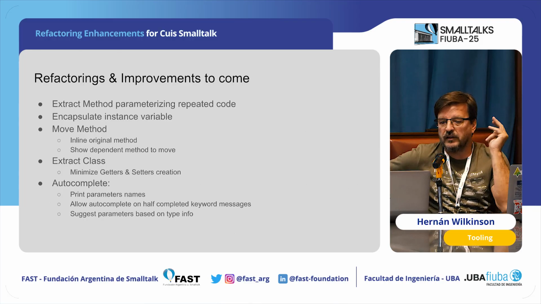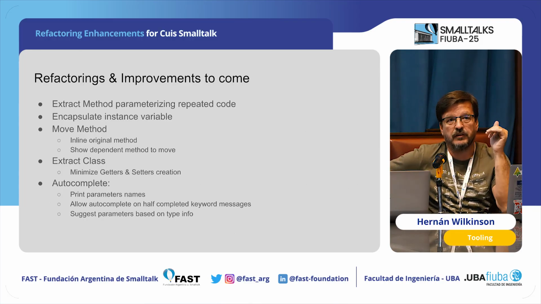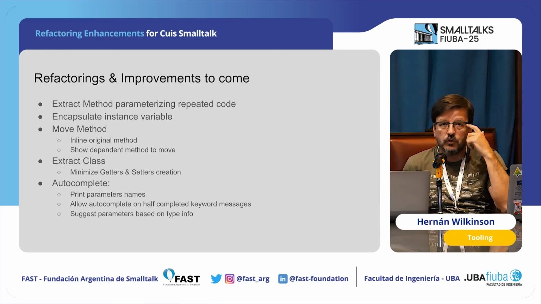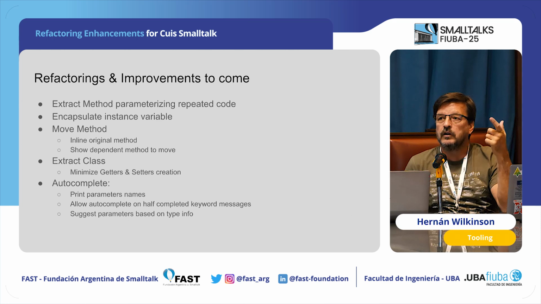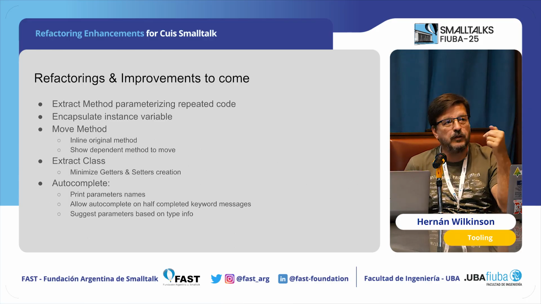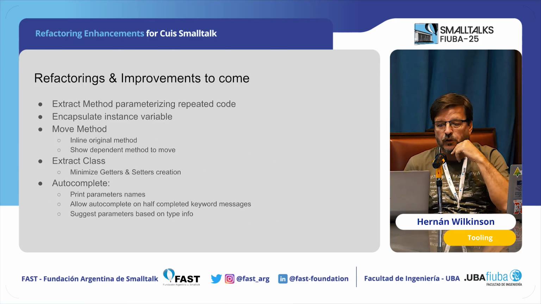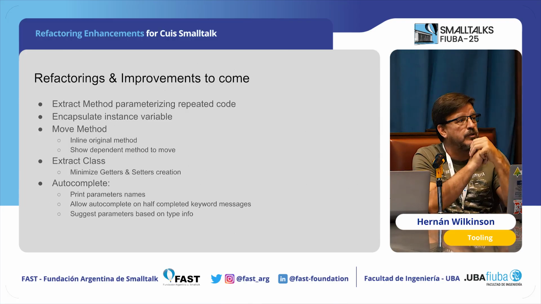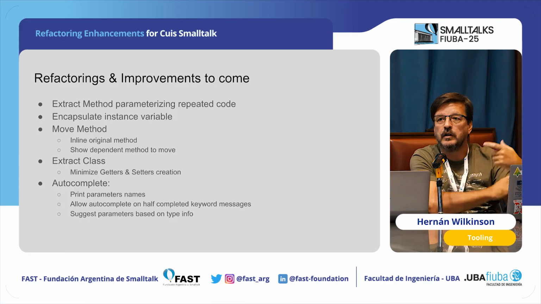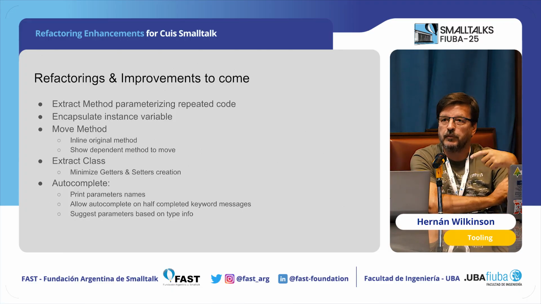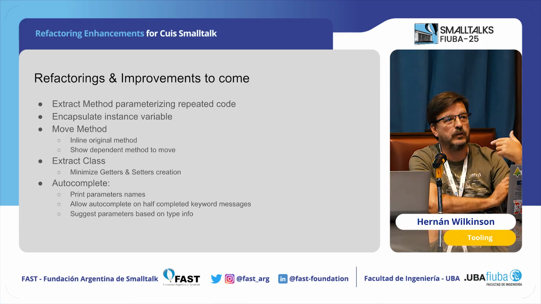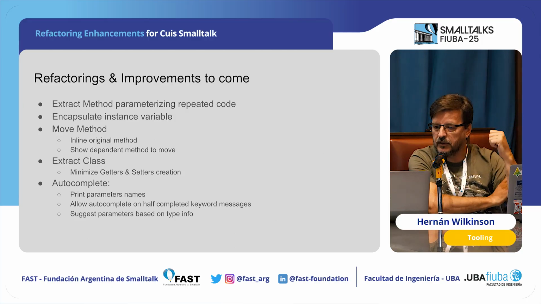We want to improve the struct class to minimize the number of getters and setters that are currently created. And we also want to start improving the auto-completion a little bit. This is not a refactoring, but it's interesting to not just look for the selectors when you autocomplete, but also for the names of the parameters that are expected, which can give you a better clue of what the message is expecting. But also to combine that with type information, with live typing, to allow you to see the options for those parameters: the instance variables or the local variables that you can use as parameters because they are of the same type, as an example.